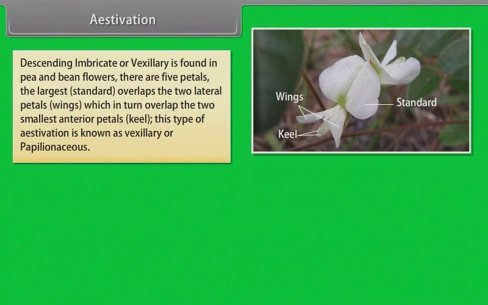Descending imbricate or vexillary is found in pea and bean flowers. There are 5 petals. The largest, the standard, overlaps the 2 lateral petals, the wings, which in turn overlap the 2 smallest anterior petals, the keel. This type of aestivation is known as vexillary or papilionaceous.